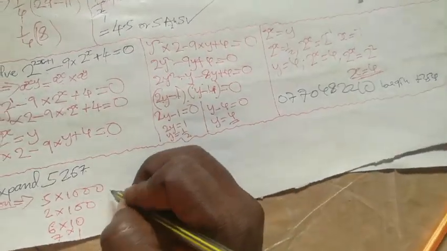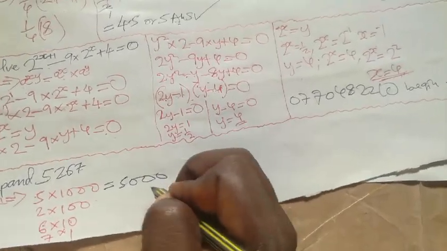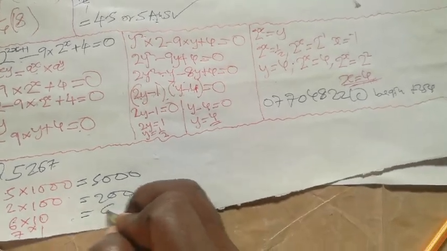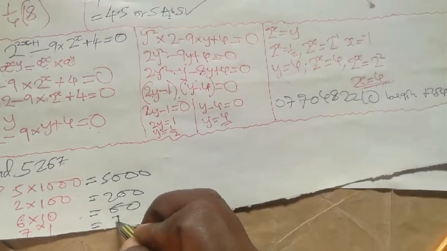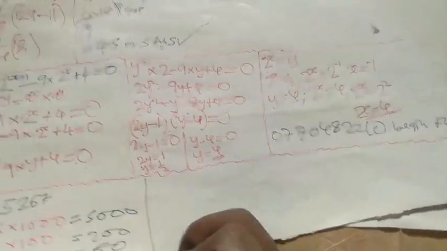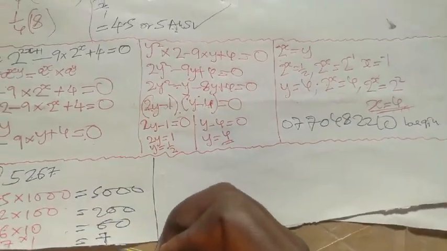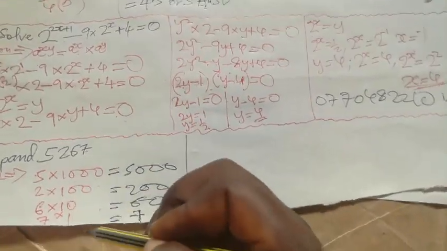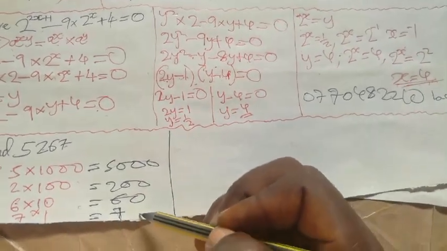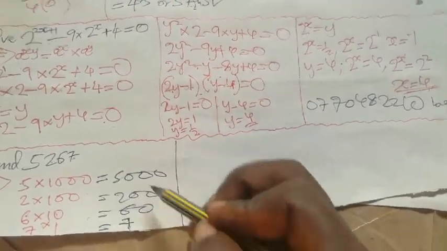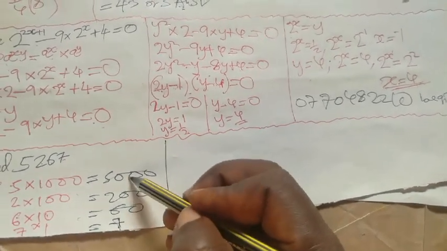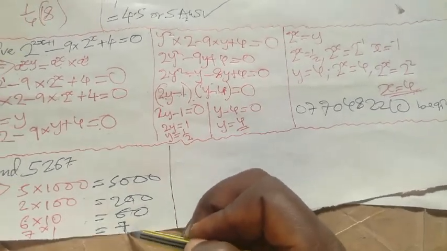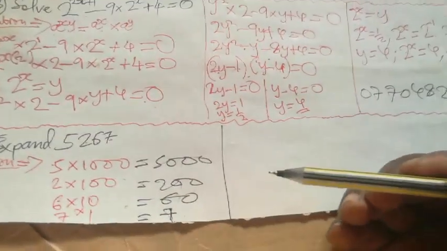We are going to get the products as 5,000, then 200, 60, and in 7 you get 7. Then if we add them, the sum becomes 5,000 plus 200 plus 60 plus 7, which is 5,267. We come back to the original number.